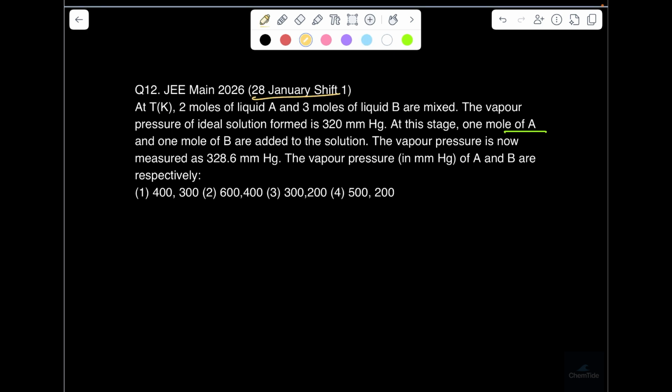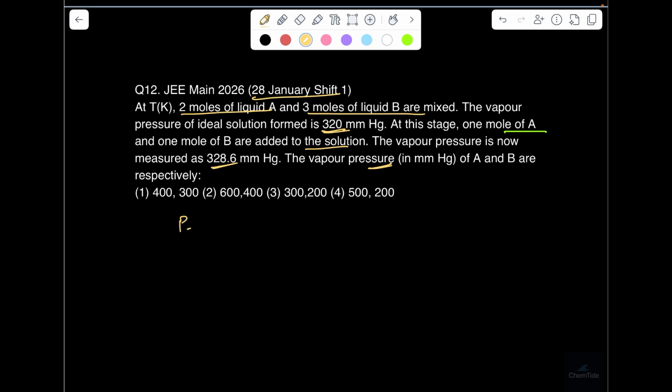So this is 28 January shift 1. 2 moles of liquid A and 3 moles of liquid B. The vapor pressure of the ideal solution is 320. At this stage, 1 mole of A and 1 mole of B are added to the solution. The vapor pressure is now measured as 328.6 mm of mercury. So find the vapor pressure of A and B respectively.